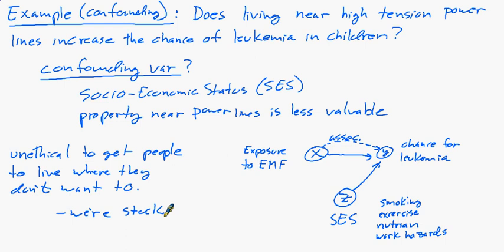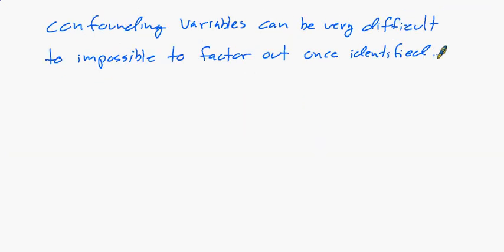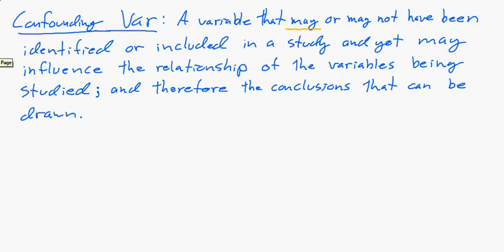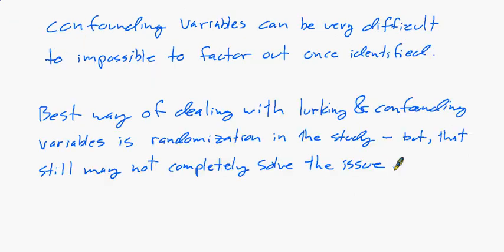which means confounding variables can be very difficult to impossible to factor out once identified. Which is why in the definition, there is this "may or may not have been identified," because you might actually be able to identify it, but you still can't factor it out.